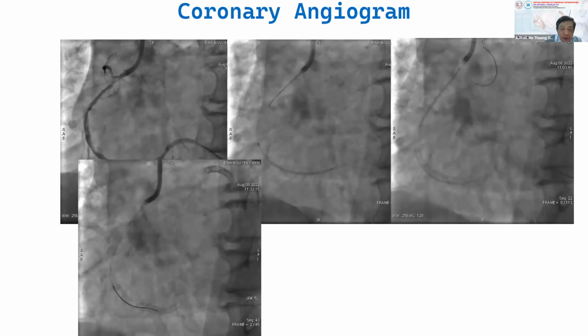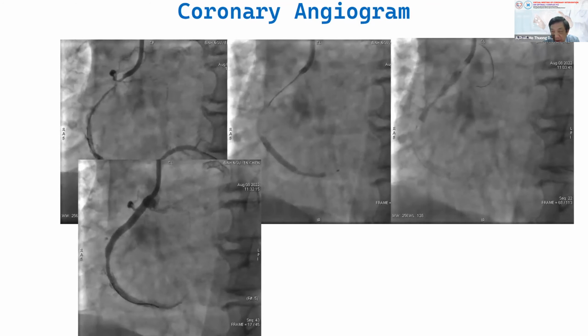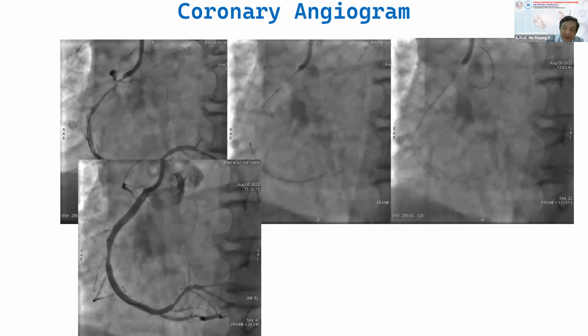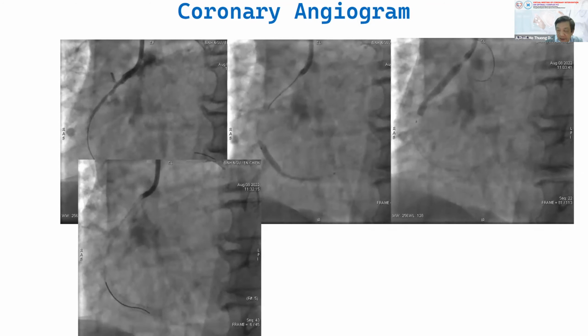And the last result, you can see between two stents there looks like a stenosis segment, but when I use IVUS, the stenosis is only 30%. So I don't want to use full metal jacket, and I leave it alone.